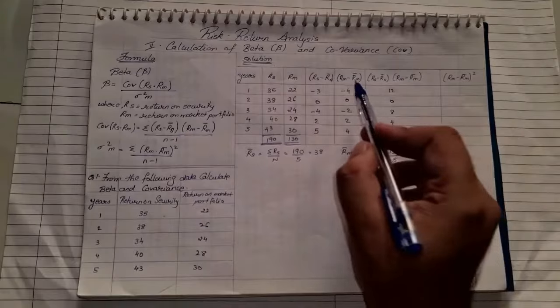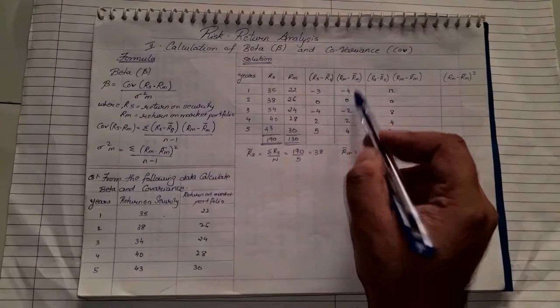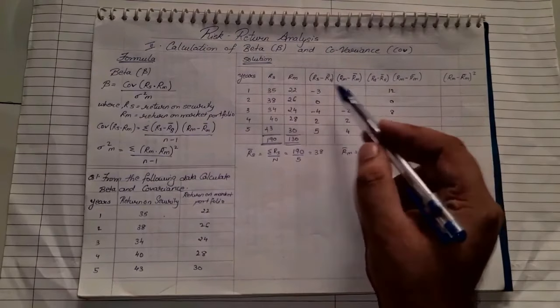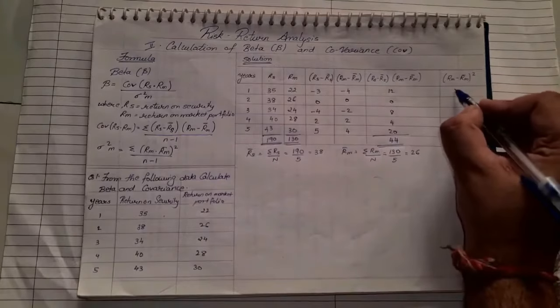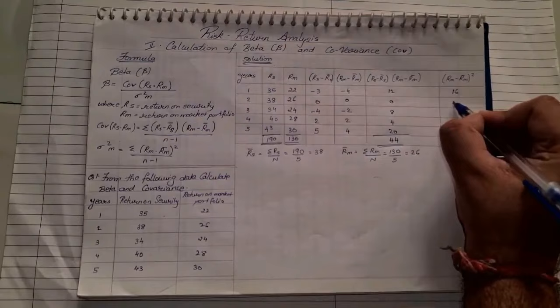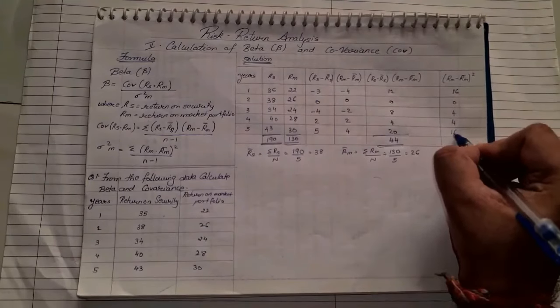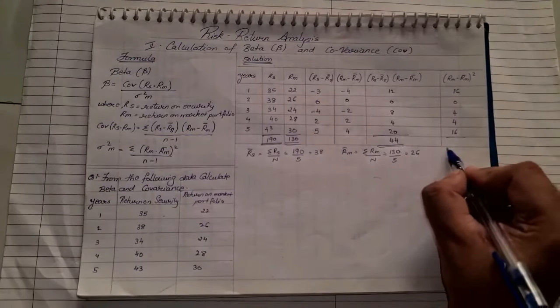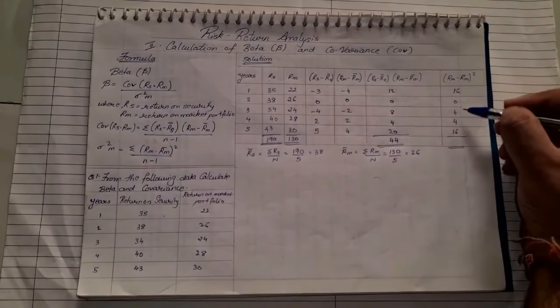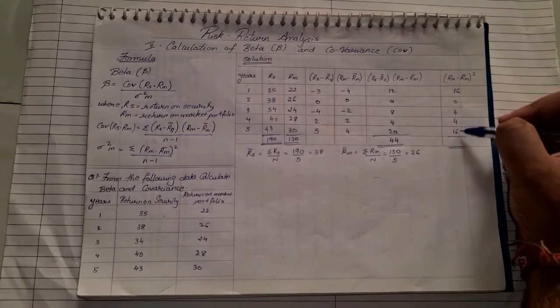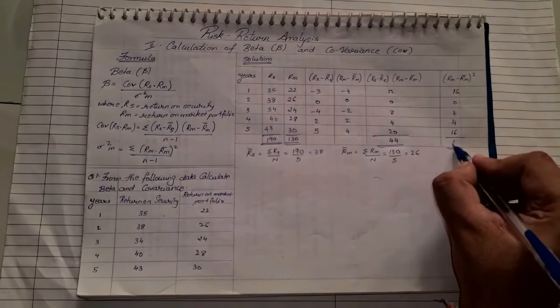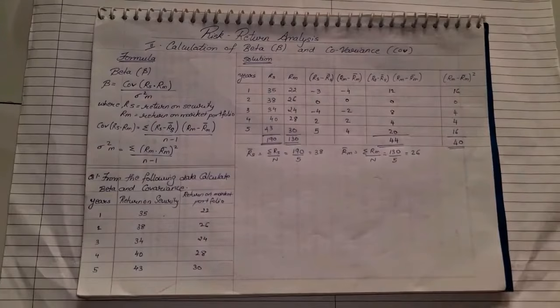And now the last column, that is nothing but Rm minus R bar M the whole square. So the square of the fifth column. So negative 4 square is 16, 0 is 0, negative 2 is 4, positive 2 is also 4, and 4 4s are 16. Once you get all the values, you total it up. So 16 plus 4 is 20, and another 20, so our total will come to 40. With this, our entire table has been completely done. Now we just have to apply it into the formula.